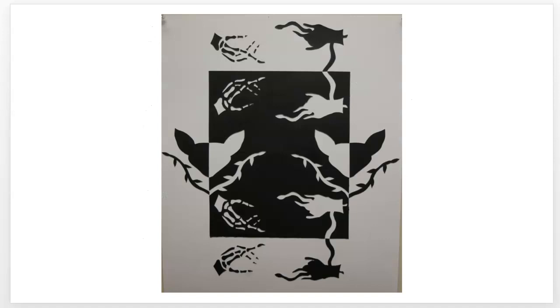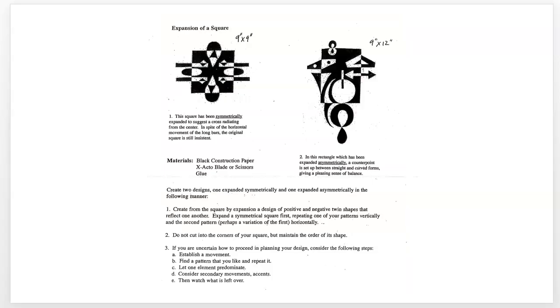So you need to be careful in the way that you expand it out and not cut into the corners. Right there it says. And I have some certain ways you could think about working if you're not sure what to do. It'll show it on the assignment sheet. Okay? You're going to need black paper for this project, black construction paper. You can use either X-Acto knife or scissors. You're going to need glue, and you'll glue it onto a piece of white paper.